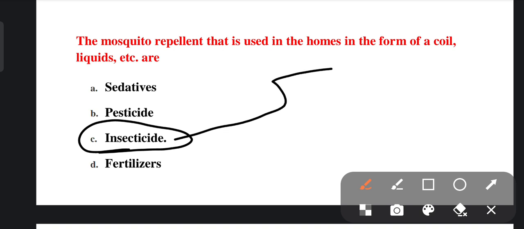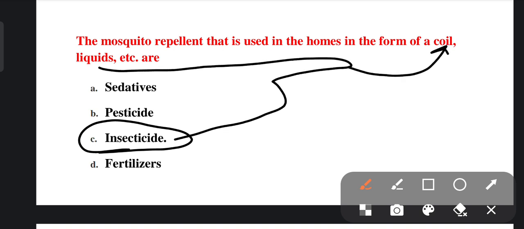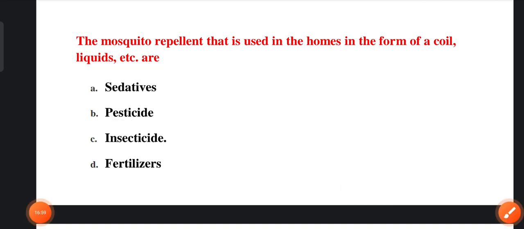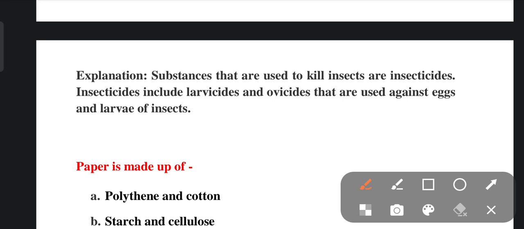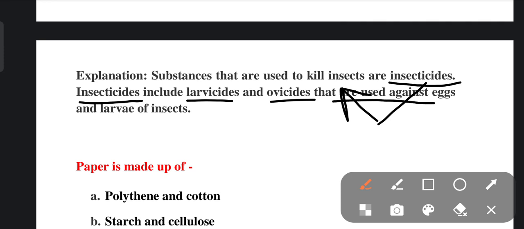Insecticides are present in the liquids and coils, like Jet coil, All Out liquid, Good Knight liquid. In this kind of mosquito repellent, we can see insecticides. Substances that are used to kill insects are insecticides. What is the meaning of insecticides? They kill insects. Insects are mosquitoes, flies, cockroaches and the like. Insecticides include larvicides and ovicides that are used against the eggs and larvae of insects, so they are responsible for killing the eggs and larvae of insects.